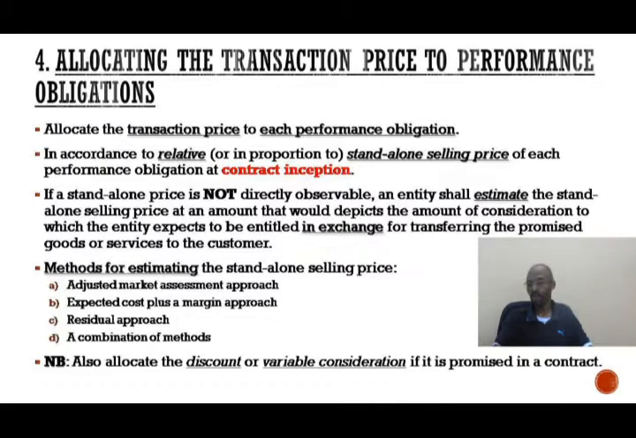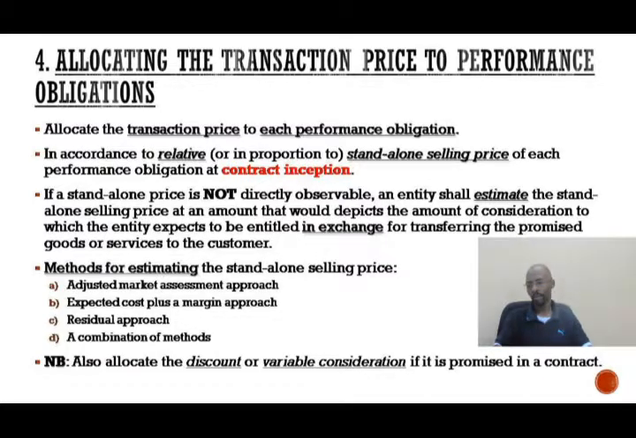The methods which are given to us in the standard to estimate the standalone selling prices, we can have market prices or market assessment approach, which we need to adjust. And also we might be given cost plus margin approach or cost plus approach, or else we might be asked to use a residual approach. And then the last one, it might be a combination of the 3, which is market assessment approach, cost plus a margin approach, or residual approach.